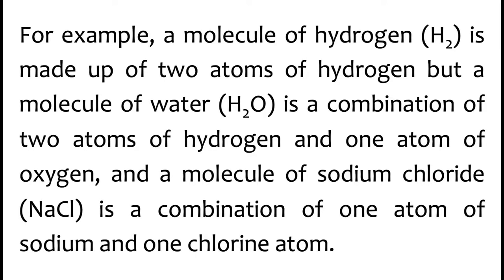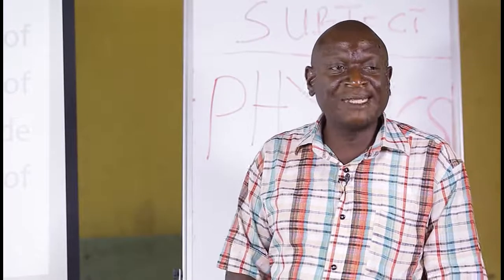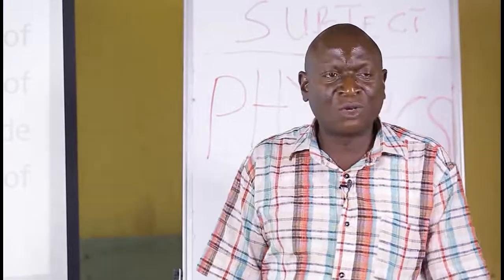For example, a molecule of hydrogen, H2, is made up of two atoms of hydrogen combining together. A water molecule, H2O, is a combination of two atoms of hydrogen and one atom of oxygen. And another example, a molecule of sodium chloride is a combination of one atom of sodium and one atom of chlorine combined together to form sodium chloride.